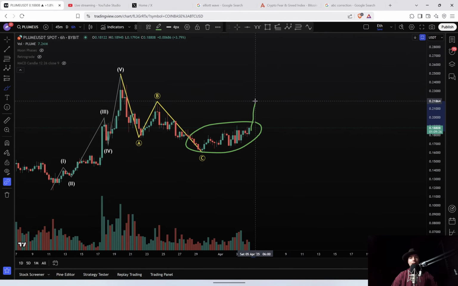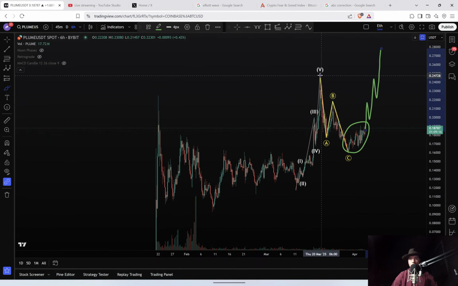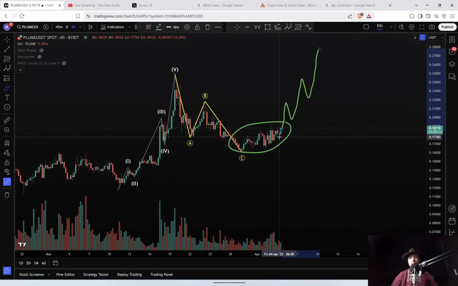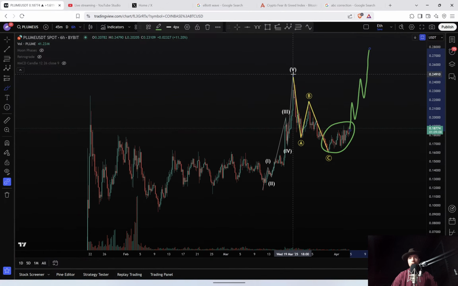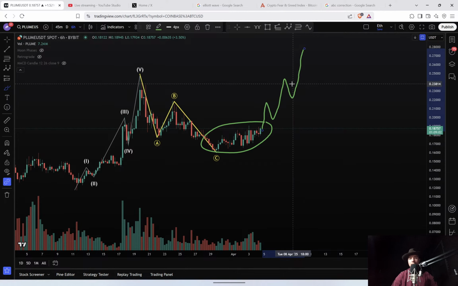And it wouldn't surprise me at all to see this thing start to go like this and really turn around off of the ABC correction down here and start to head up towards a new local high first, right, a new local high right here. And then this looks like the all-time high here at 25 cents. So we could break out for a new all-time high as well.